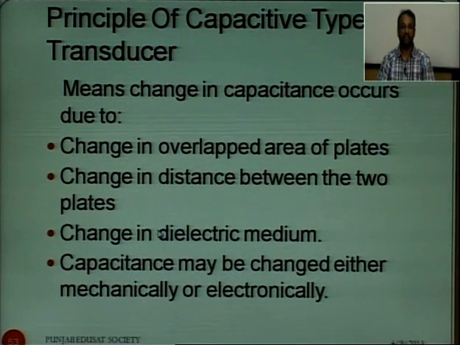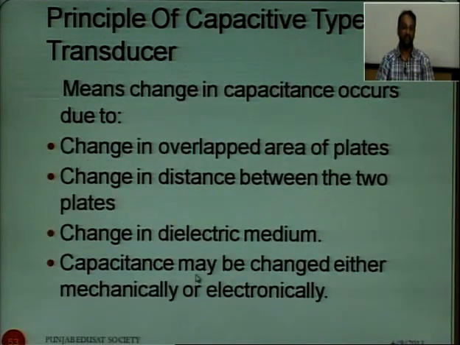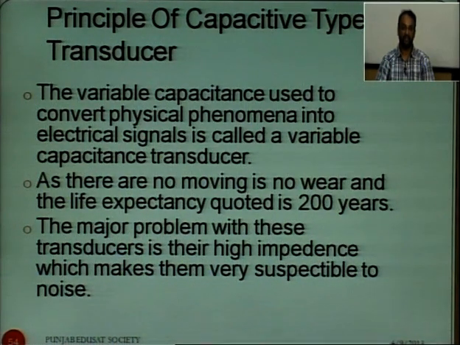That means there is a change in the value of capacitance due to change in overlapped area of plates. When there is a change in the area of plates, there is a change in capacitance; change in distance between the two plates, change in dielectric medium. Any of these three parameters may change the value of capacitance. Capacitance may be changed either mechanically or electronically. The variable capacitance used to convert physical phenomena into electrical signals is called a variable capacitor type of transducer.